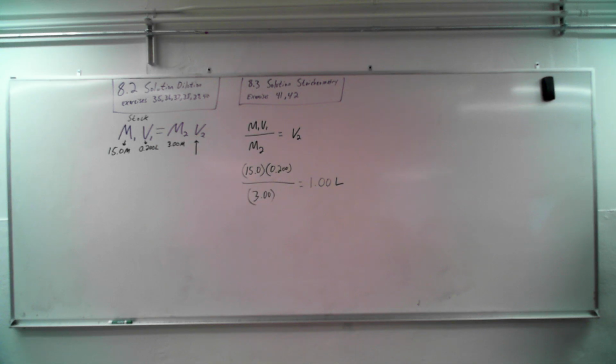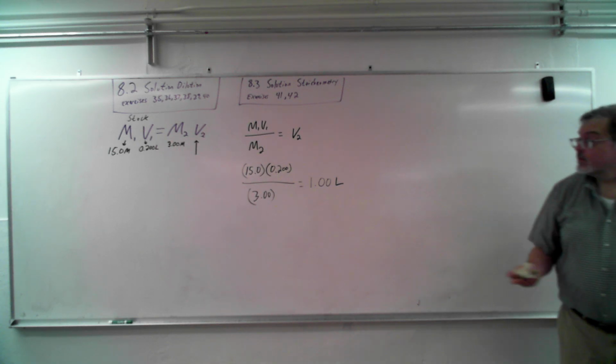36. Y'all get the odd ones. I'll put 36. Okay. 15 milliliters of a 0.125 molar solution is diluted to 2 liters. What is the new molarity? So again, the key is, I think this is 36 at the back of the chapter.